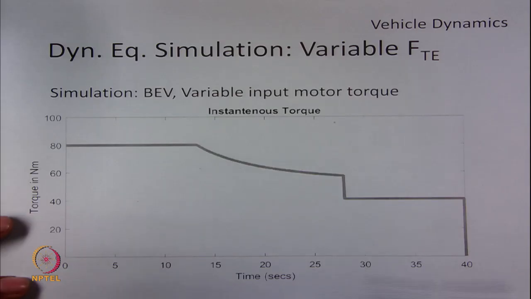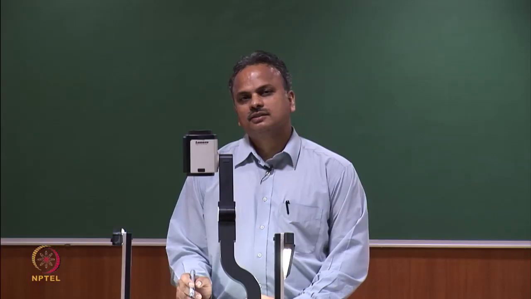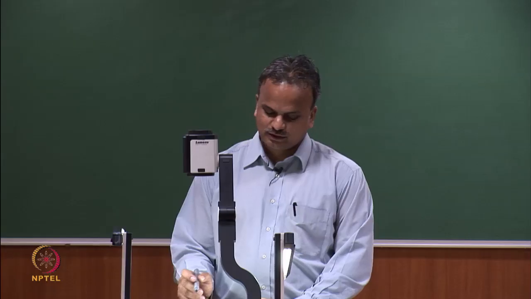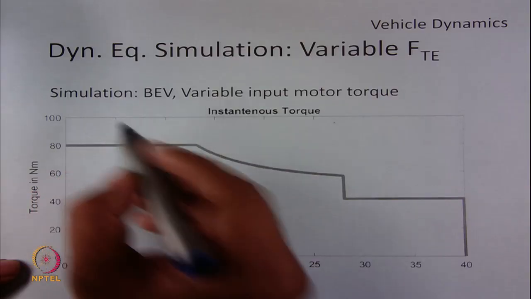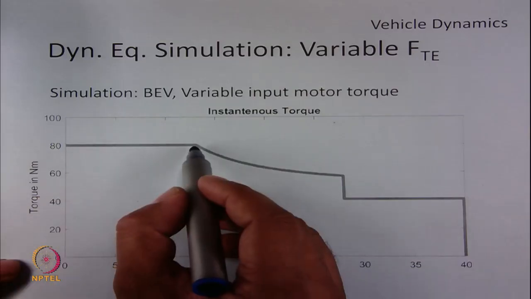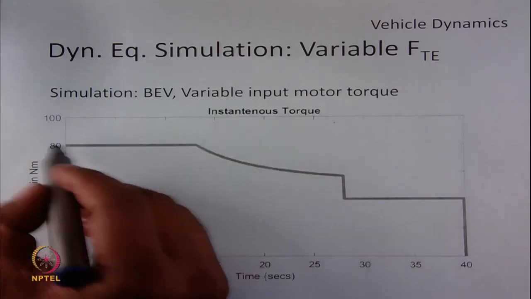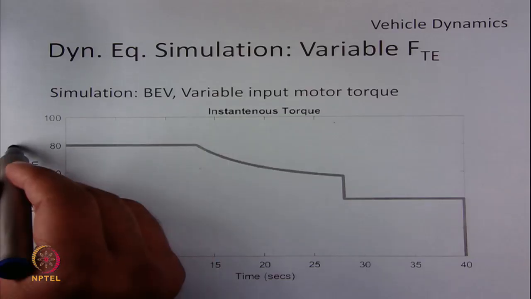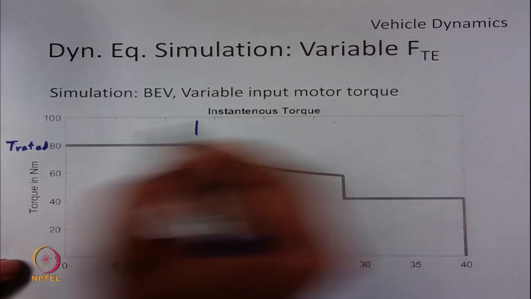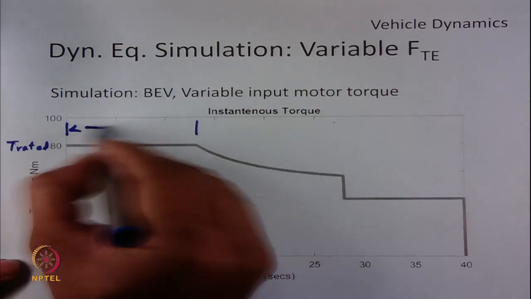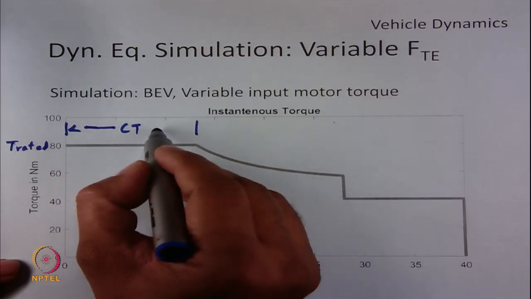So, we know that in constant torque region, we generally keep the value of tractive effort or the motoring torque as constant. In our example, we have kept T rated equal to 80 Newton meter. You can see that the vehicle is operating in constant torque region here, of 80 Newton meter. This is basically T rated, and this region is basically the constant torque region.